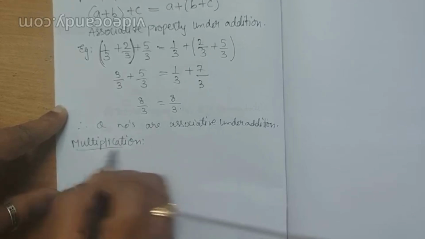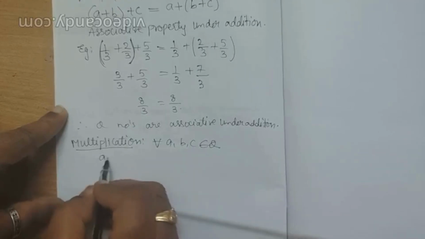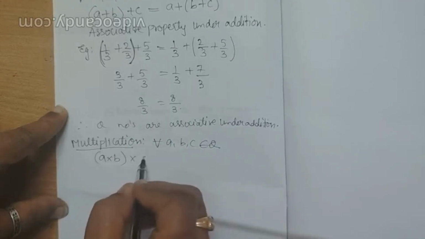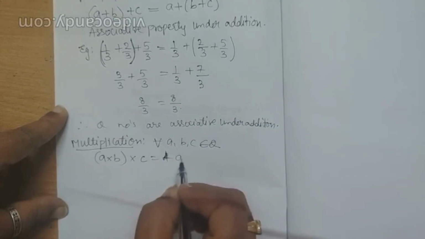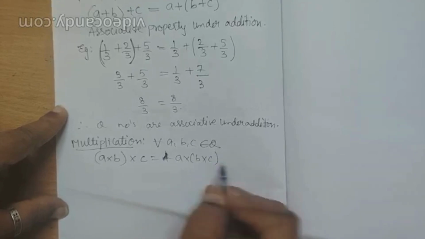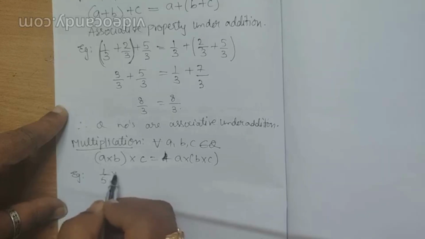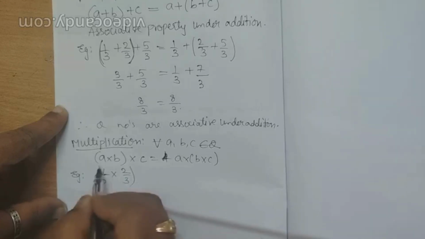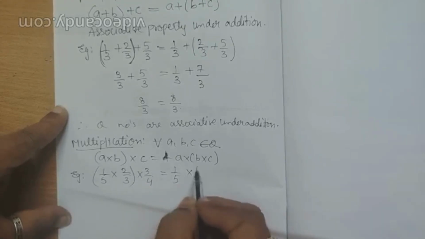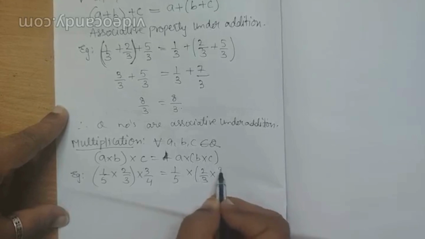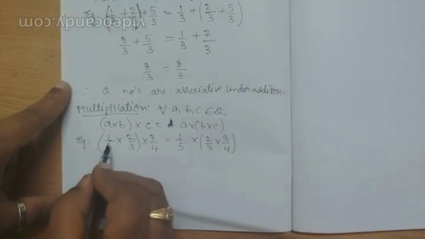For all a, b, c belongs to Q, (a into b) into c is equal to a into (b into c). Example: (1/5 into 2/3) into 3/4 is equal to 1/5 into (2/3 into 3/4). Simplify the one which is there in the bracket first.